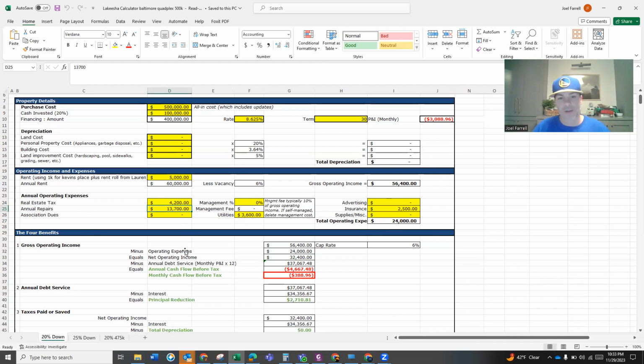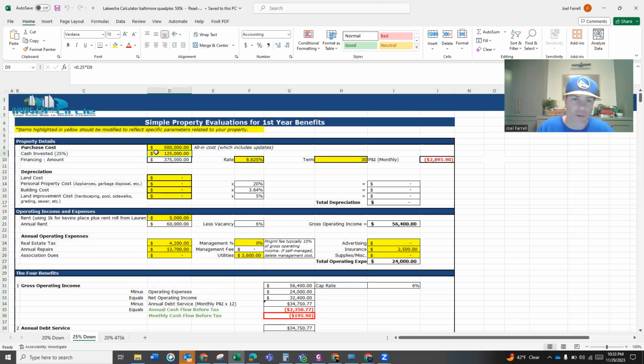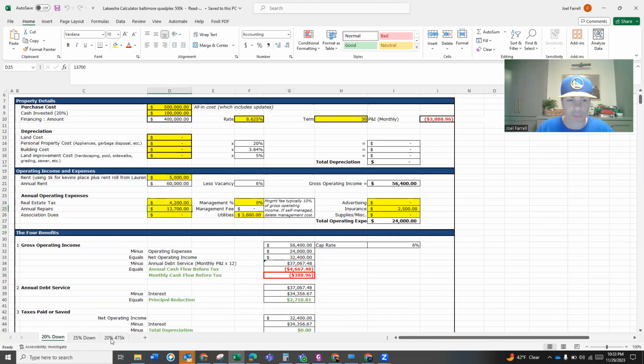As you scroll down, the cash flow for the year is negative 4,600, negative 388 a month. Again, maybe we're being aggressive on the expenses. The list price is 500,000, and it's been on the market for over 100 days. So I said, okay, what if we put 25% down? What does that do to the cash flow? It goes to a negative 195 a month from 388 a month.